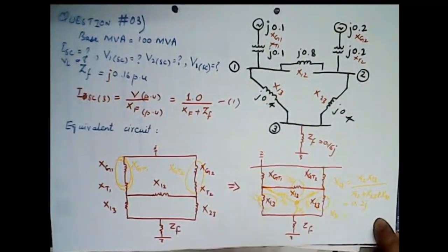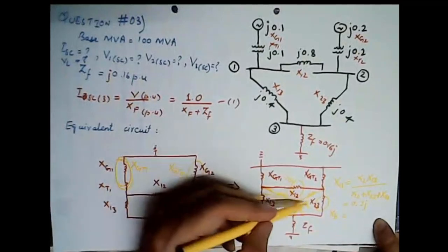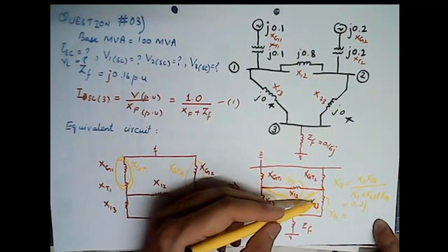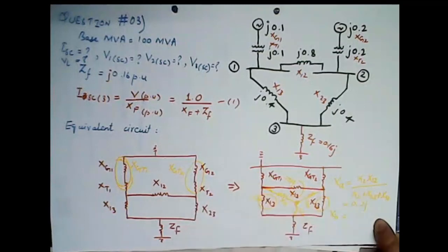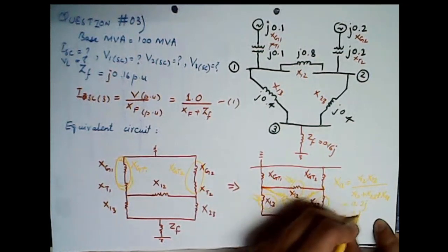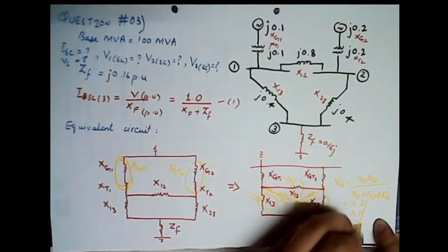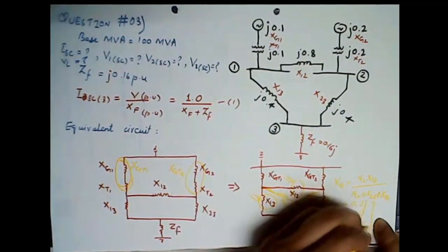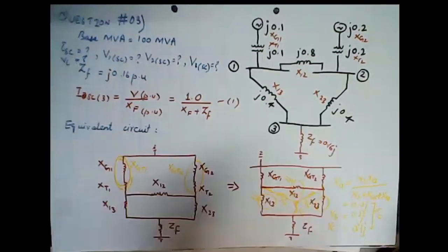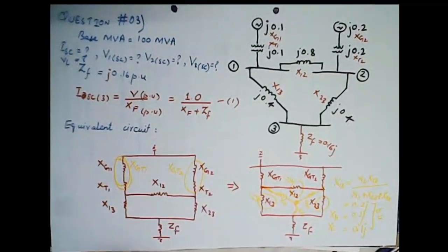Similarly, we can find XB. XB is this one. This will be the product of X12 times X23 divided by X12 plus X23 plus X13, and this will be equal to 0.2 J per unit again, and XC will be equal to 0.1 J, and all these three will be in per unit. So now when we simplify this circuit, it will look like this. Let's draw it again, the simplified version.